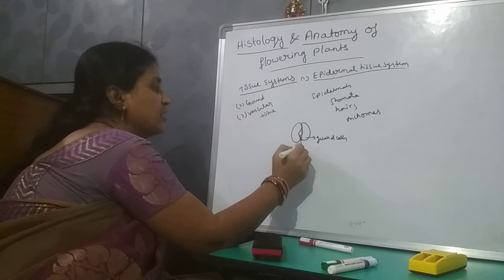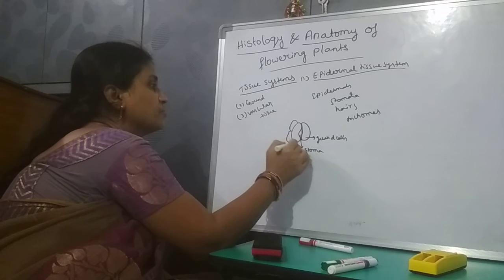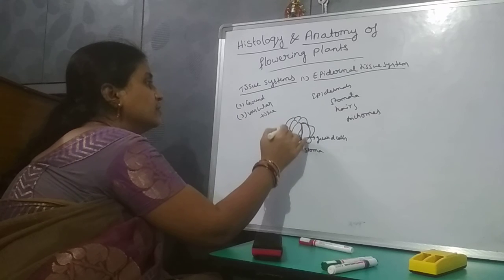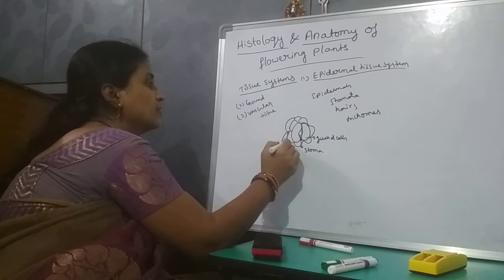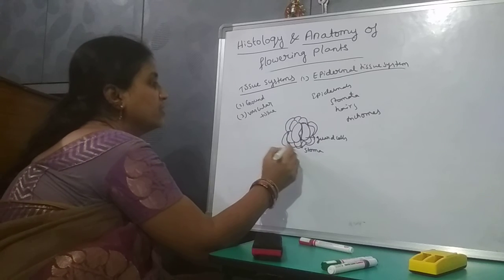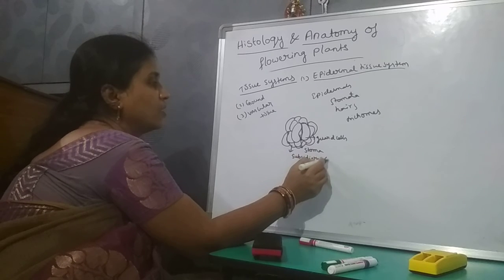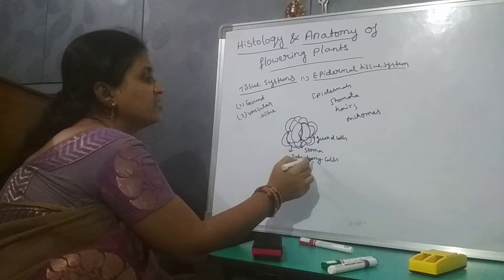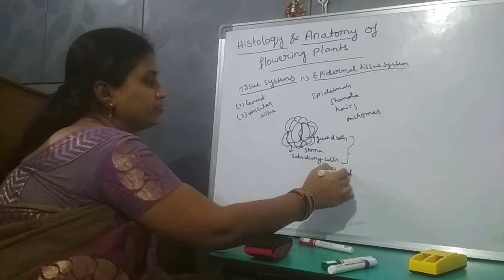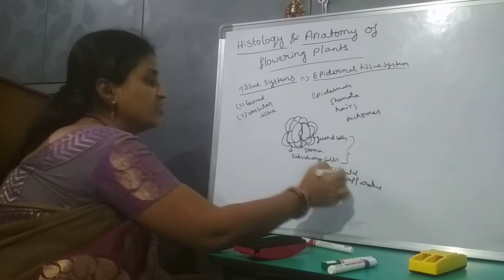The aperture is called the stoma, and these are covered by the subsidiary cells. So the stoma, guard cells, and subsidiary cells together form the stomatal apparatus, which is very useful for gaseous exchange and transpiration.